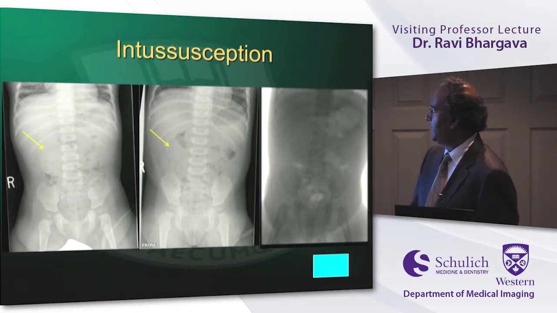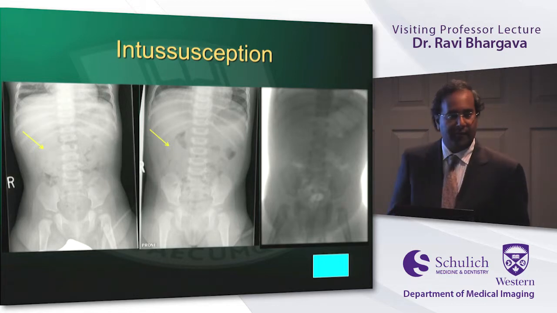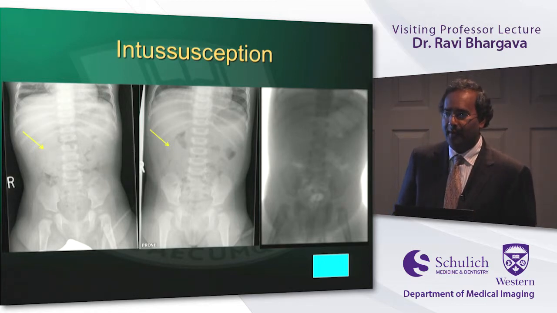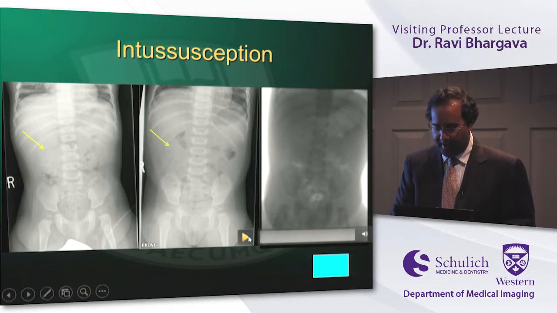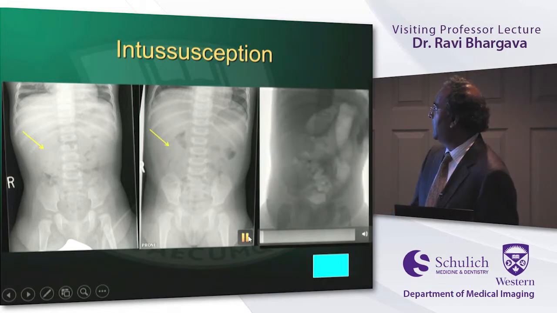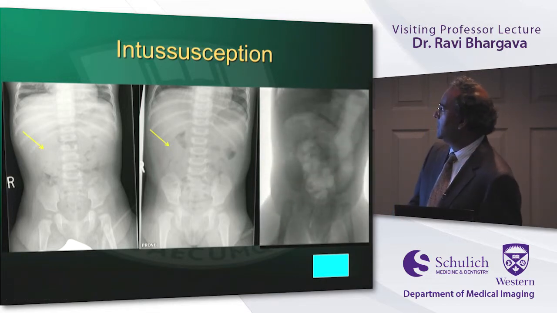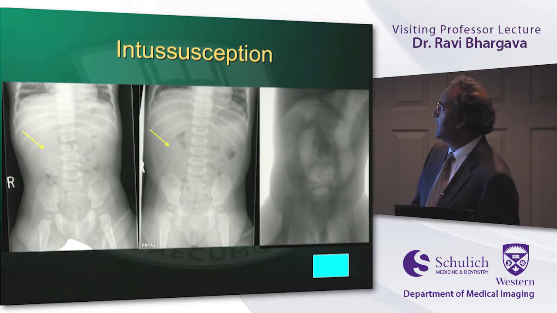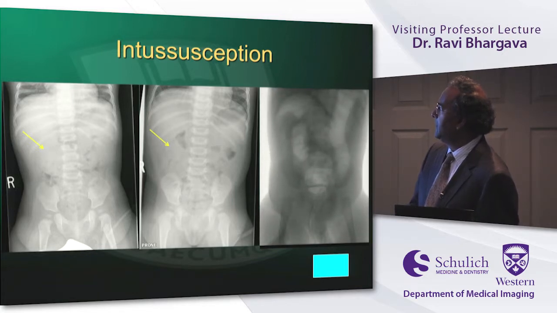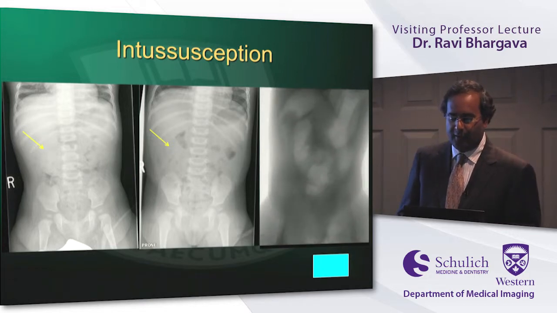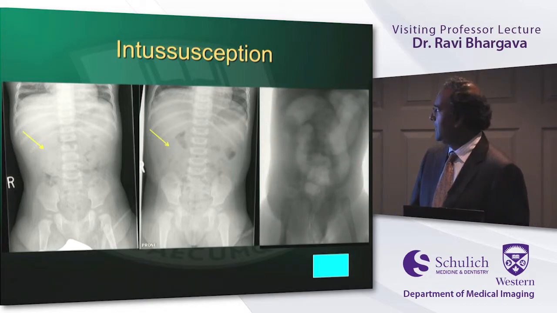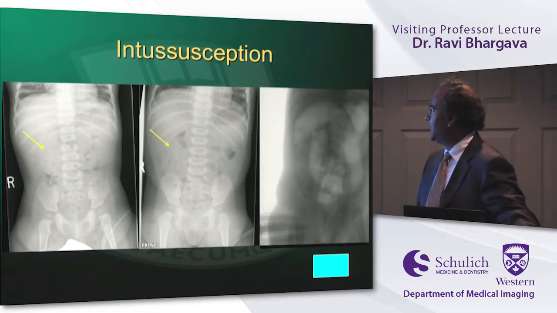So you can see in the right upper quadrant on both films, there's a mass-like structure filling the hepatic flexure, and this is an intussusception. And if we hit play, this is an air reduction showing movement of that intussusception back from the transverse colon, and this will fill the ascending colon. I hope I picked one where I reduced it. I'm kind of curious now.